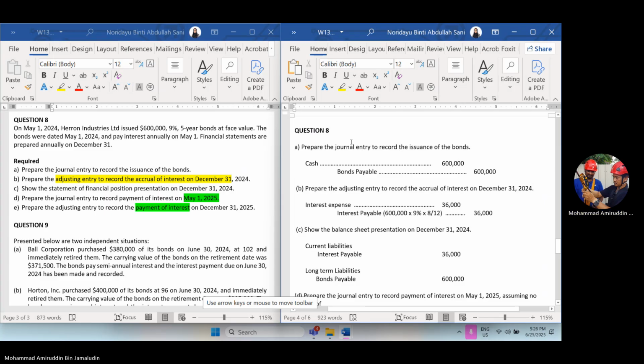Question 8. On May 1st, 2024, company issued 600,000, 9%, 5-year bonds at face value. Face value meaning this is your carrying amount. The bonds were dated May 1st, 2024 and pay interest annually on each May 1st. Financial statement prepared annually on December 31st. Be careful with this question, because we got 2 dates here.